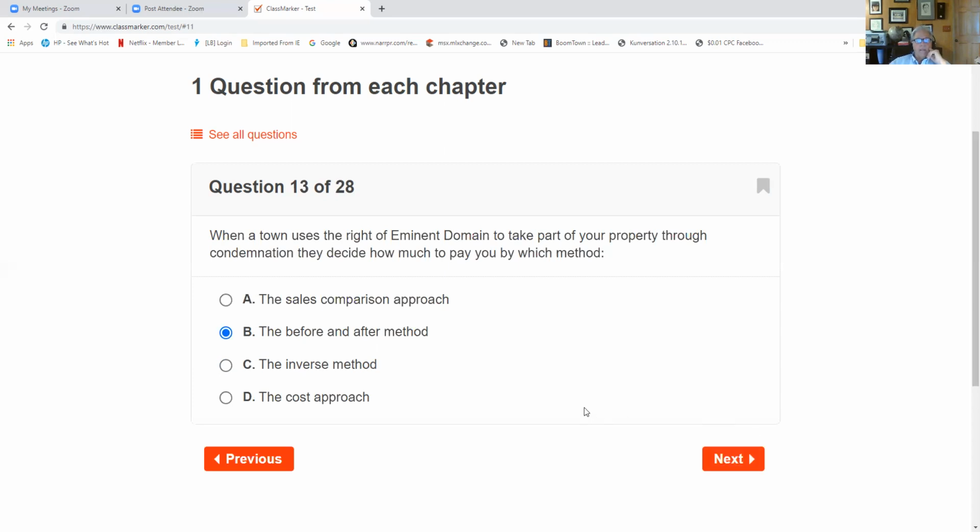And the amount of money that they would pay you is called severance damages. They determine how much it is by the before and after method, and that's when they do a partial taking through condemnation. And what gives them the right to do the partial taking is the concept of eminent domain.